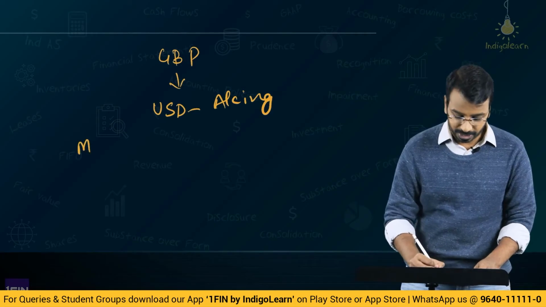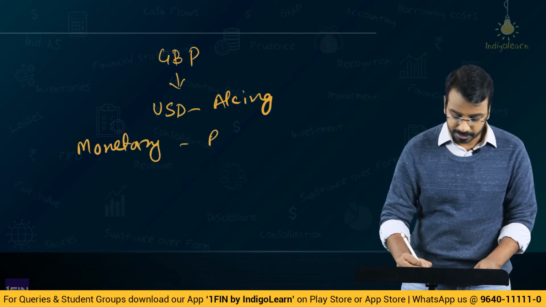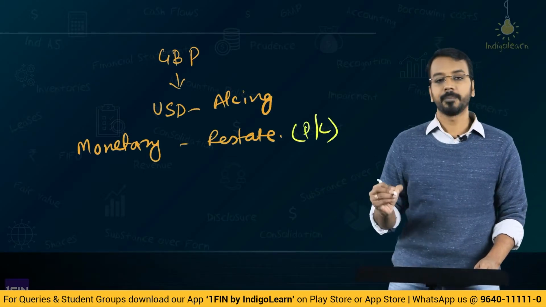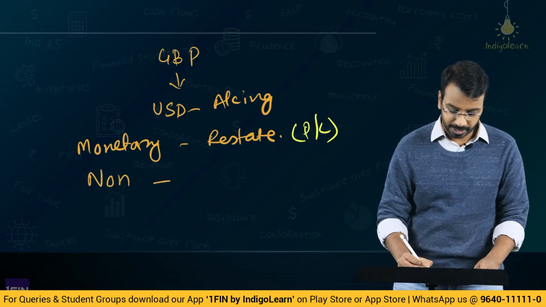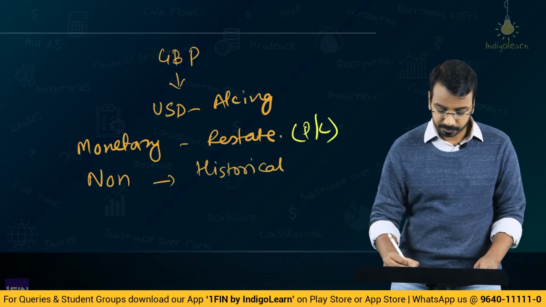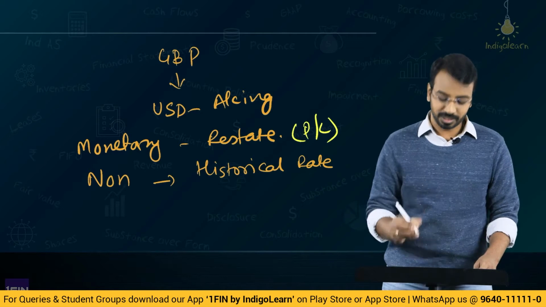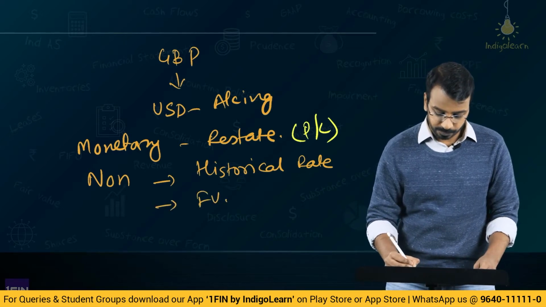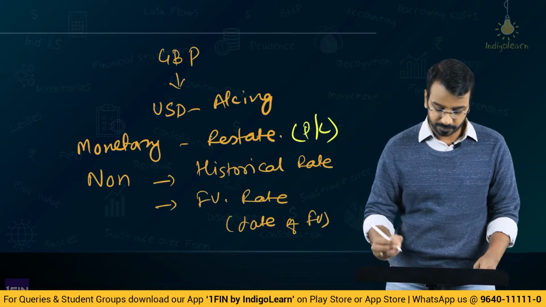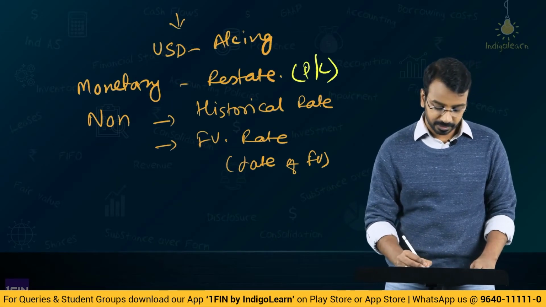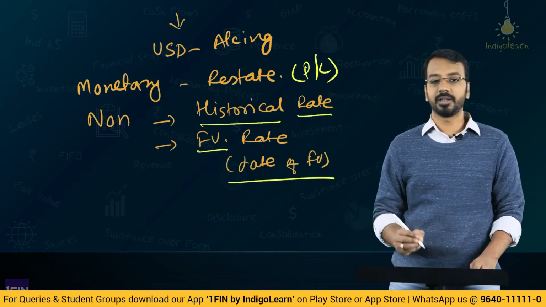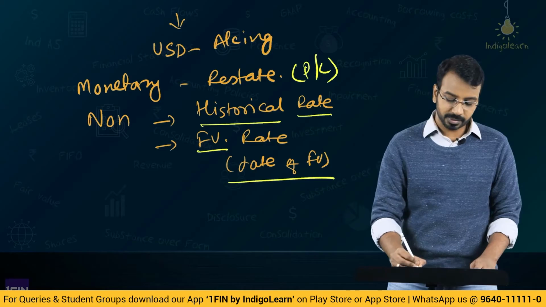At the end of the period, if they are monetary, you will restate and the resulting difference will be taken to P&L. If they are non-monetary and carried at historical rate, you will consider the historical exchange rate. If they are carried at fair value, then you will consider the exchange rate on the date of fair valuation. And monetary items difference will go to P&L.